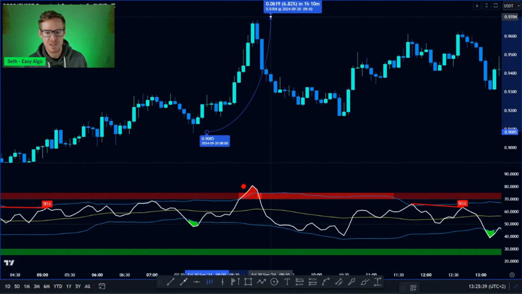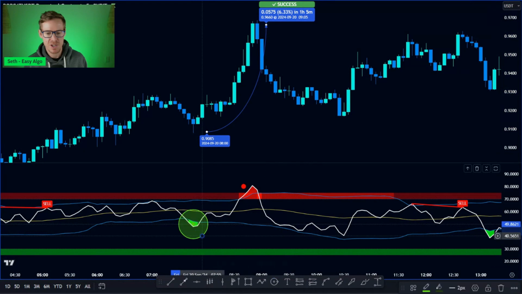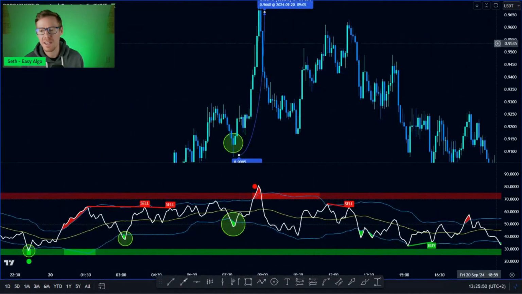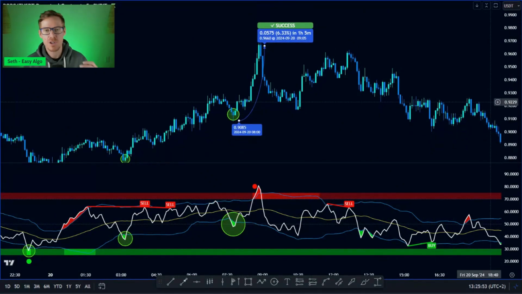You can see this one was 6%. So we got a shark fin. Our entry would have been right over here. Nice 6% trade. Keep going. All I've done is I've gone into my high time frame. I've determined when price has gone into a bullish trend, and I've come onto the lower time frame, and then I'm looking for these reversal swings.